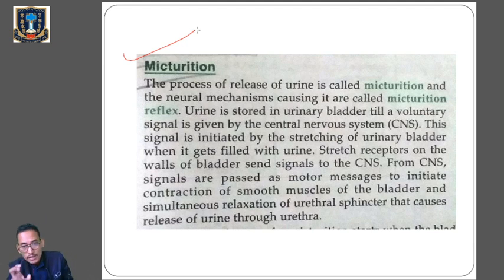So this signal is initiated by the stretching of the urinary bladder. When the bladder becomes filled with urine, it will stretch, okay, and on that the signal will be given to the CNS. So stretch receptors on the wall of the bladder will send the signal to the CNS, and from the CNS the signal will be passed as a motor message to initiate the contraction of the smooth muscles of the bladder. And when there is a contraction of the bladder muscles, the urethral sphincter will open up, and that will release the urine to the urethra, and from the urethra it will be expelled to the outside. So this process of release of urine is called micturition.